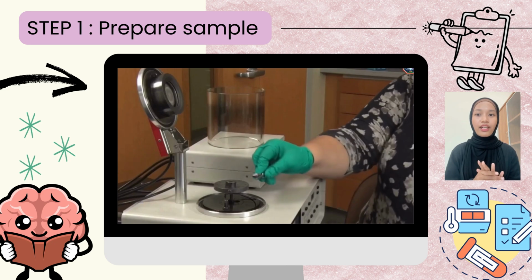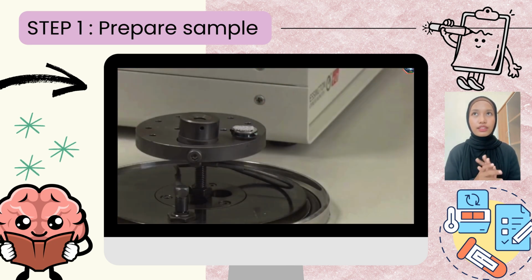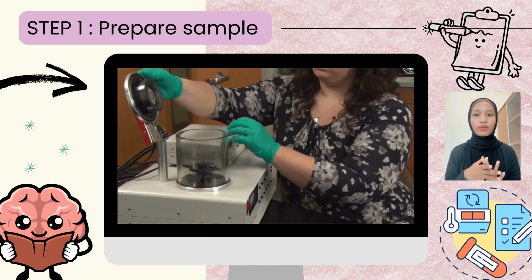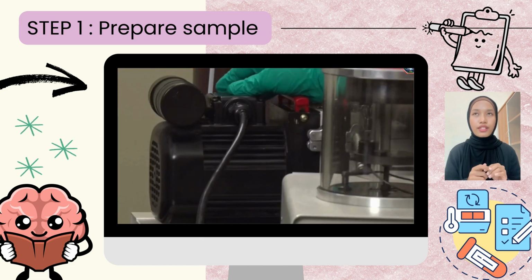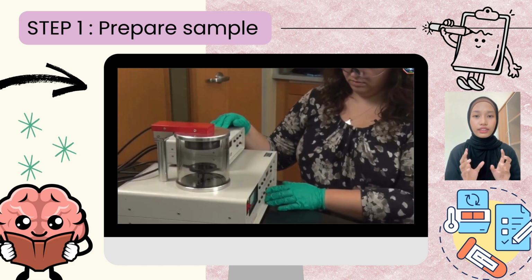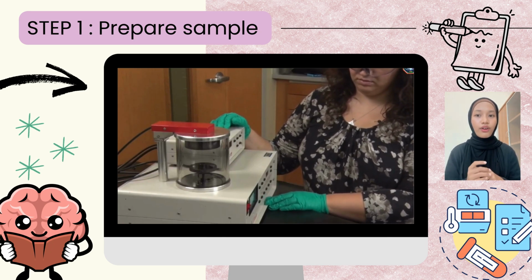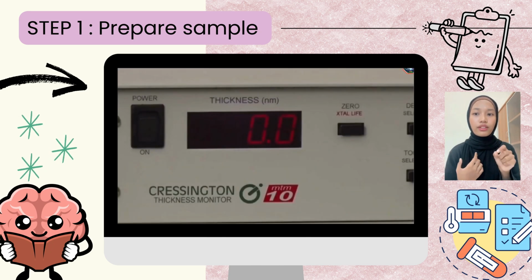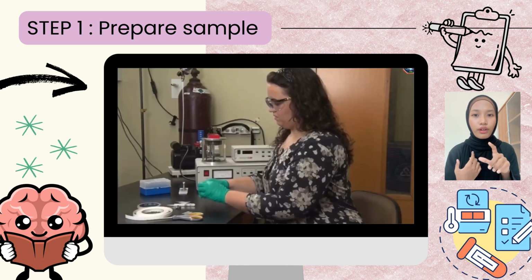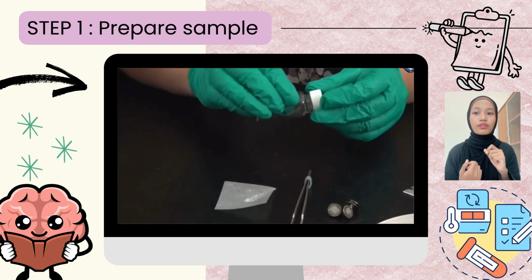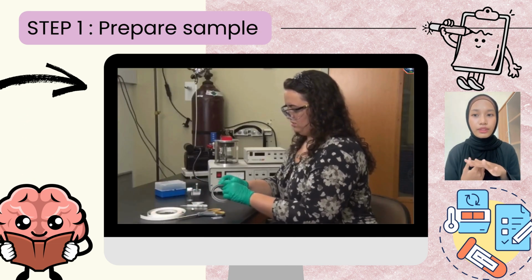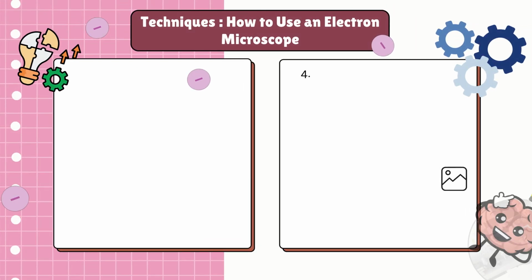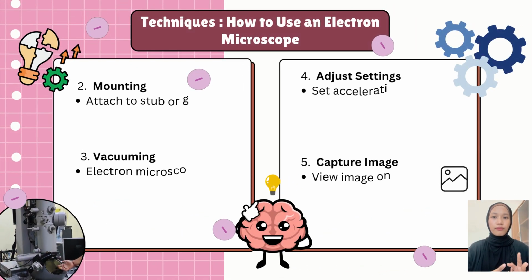Once dry, the sample is placed on a small metal platform, usually with carbon tape to hold it in place. If the sample doesn't conduct electricity, like plastic or biological tissue, we usually coat it with a thin layer of gold or platinum. This helps the microscope get a clear image and stops the sample from getting charged by the electrons. After preparation, we move on to the mounting.